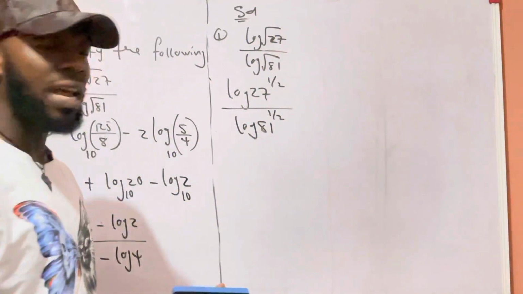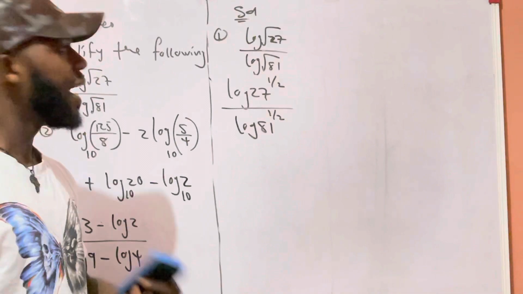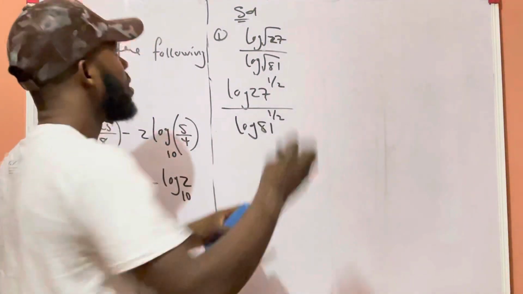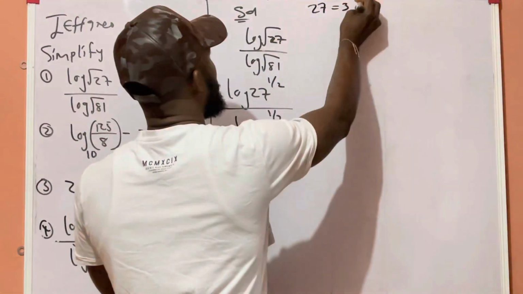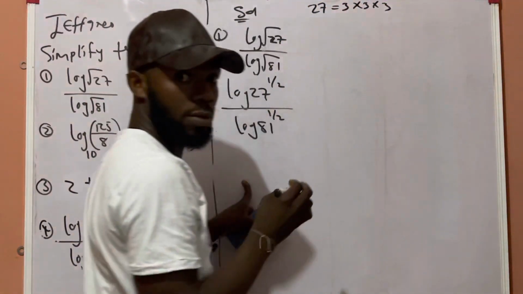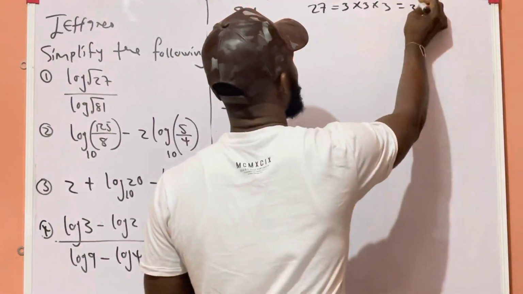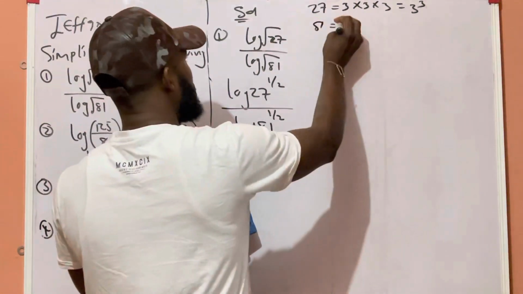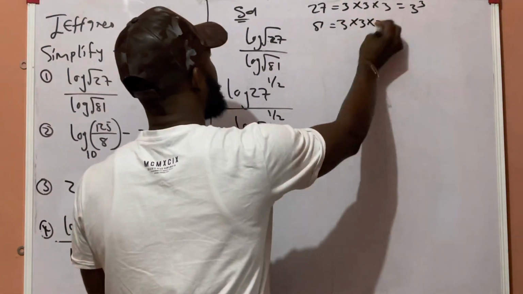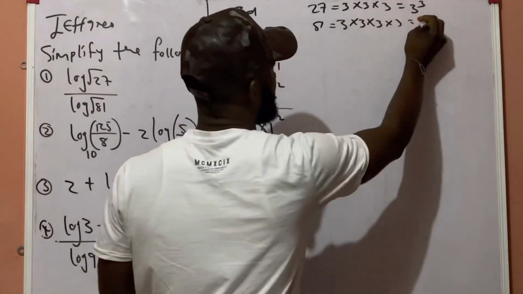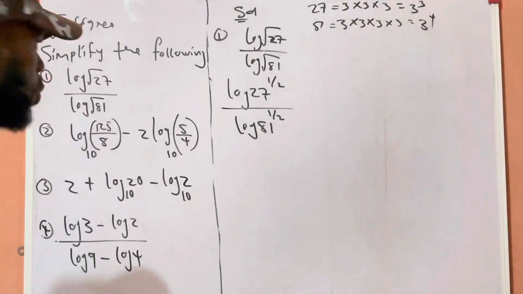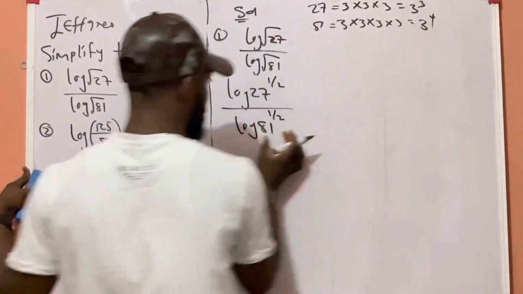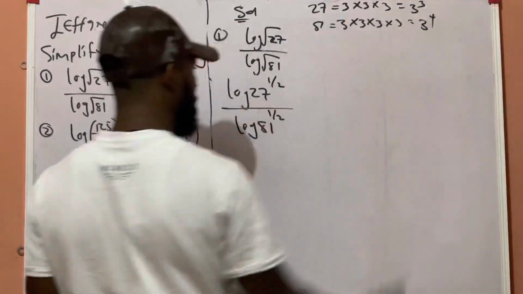Now there's a number that we can break 27 and 81 to, and that number is 3. Now, how many times are we multiplying 3 to get 27? Now, 27 is 3 times 3 times 3. And in index form, it is what? 3 raised to the power 3. Now, 81 is 3 times 3 times 3 times 3, which in index form is 3 raised to the power 4. So what does that mean? It simply means that anywhere I see 27, I give 3 raised to the power 3, and anywhere I see 81, I give 3 raised to the power 4.